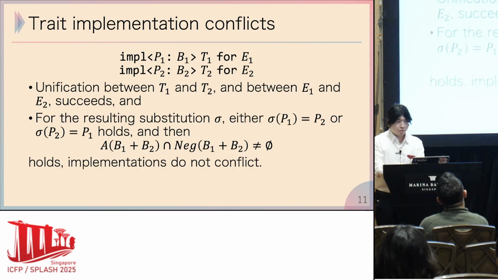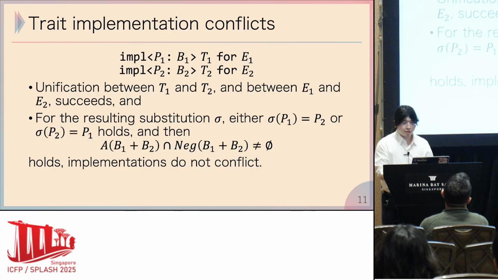Based on the role of trait bounds, we define trait implementation conflicts with negative bounds. For two implementations, a trait implementation conflict will occur when the unification between traits T1 and T2 and between E1 and E2 succeeds. With negative bounds, we additionally check the trait bounds.